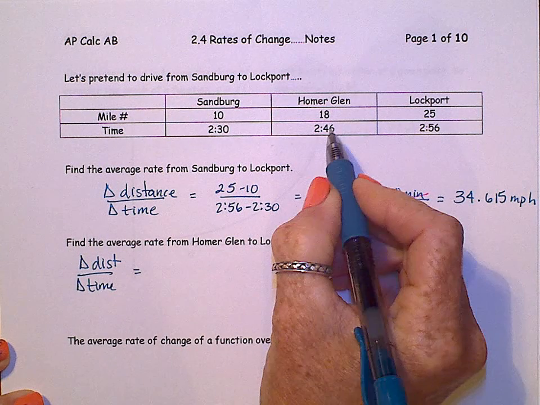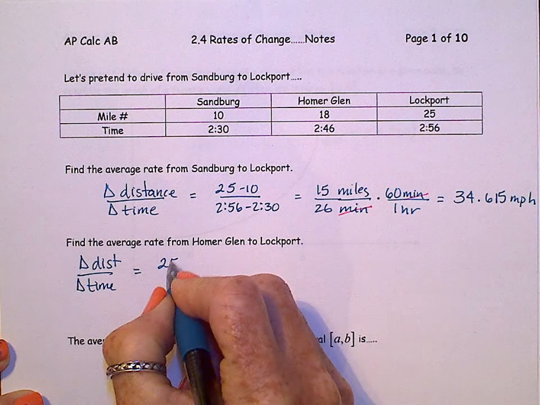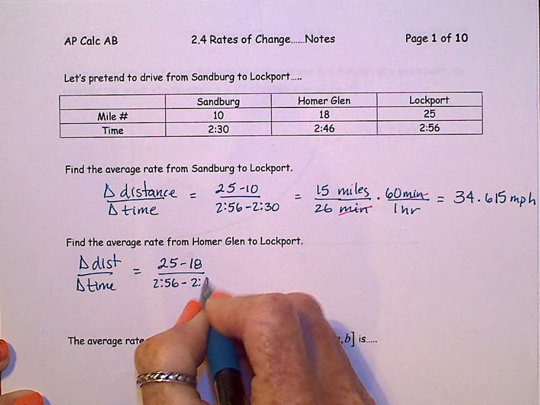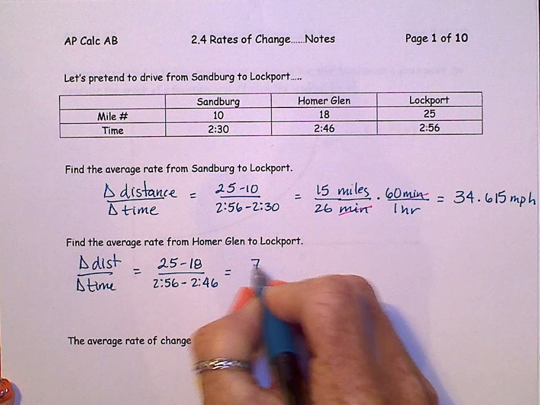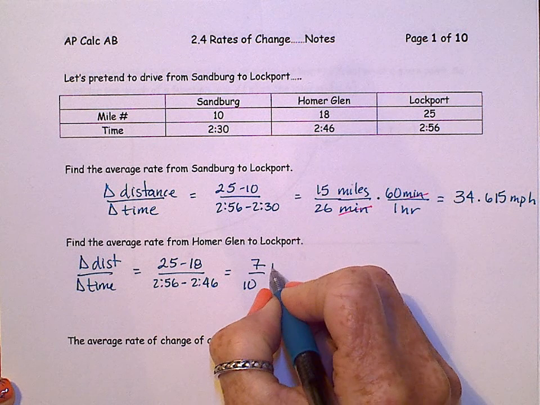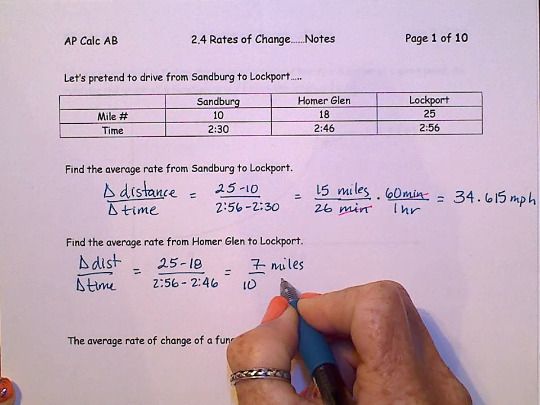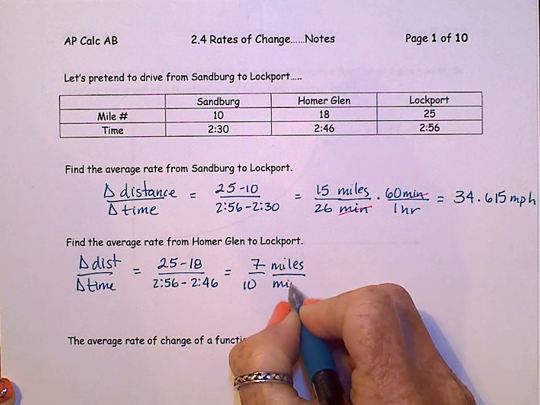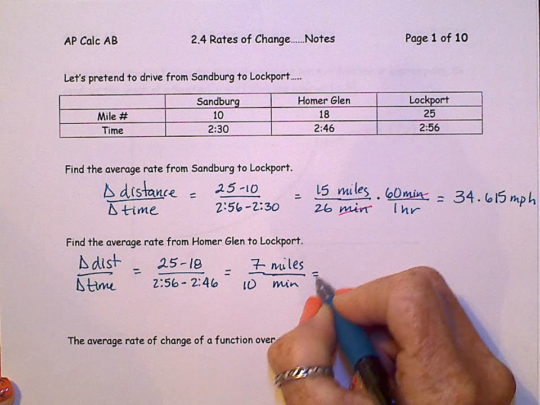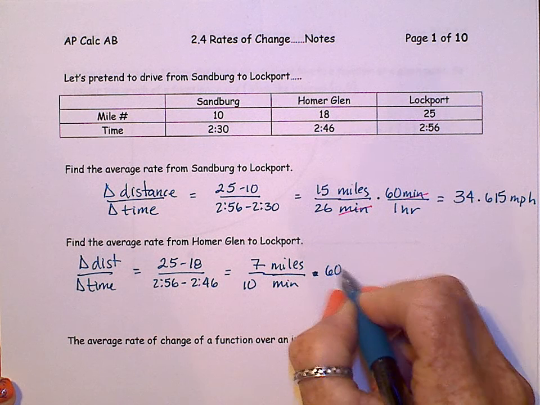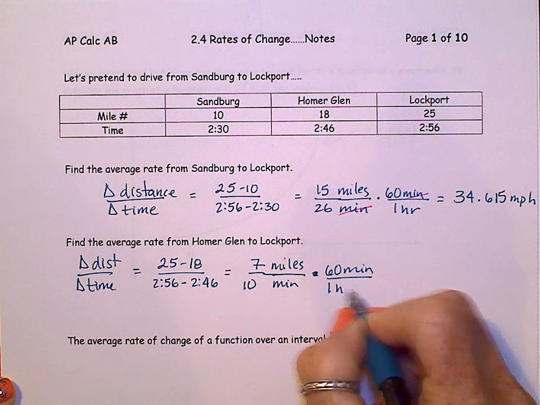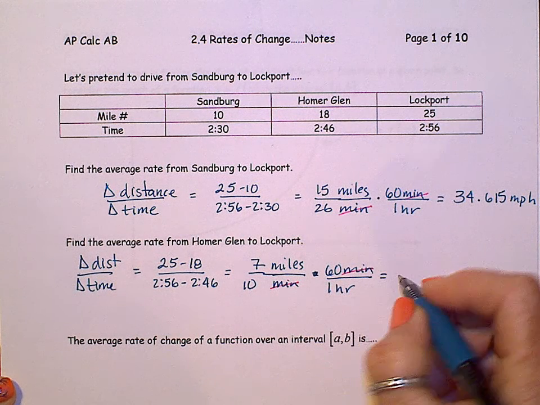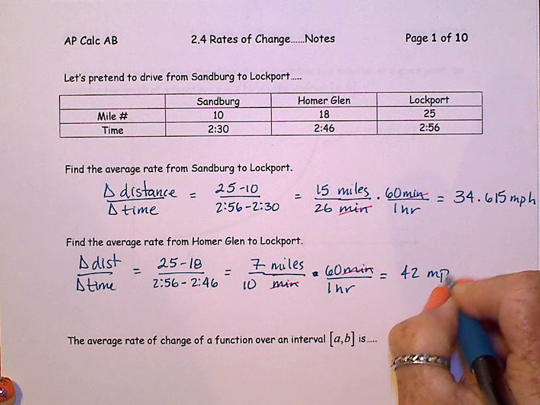Homer Glen to Lockport, 25 minus 18, over 256 minus 246. Again, that's 7 miles per minute. And if we multiply by 60 minutes in 1 hour, we will get 42 miles per hour.